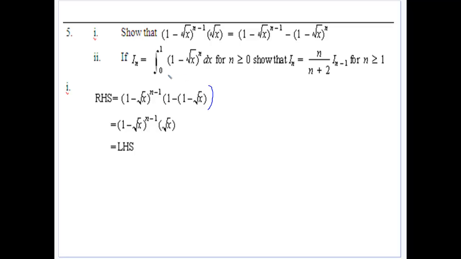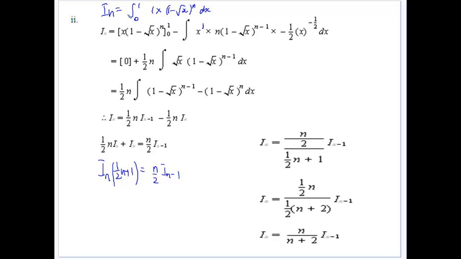Now obviously we're going to have to use that to express in the form of n on n plus 2 of I of n minus 1. So I of n, we can write it as 1 times 1 minus root x to the power of n. Integrate the first and leave the second. And between 0 and 1, when you substitute a 1 in there, that's going to give you 0, and when you put 0 into the second substitution, it's going to give you 0.